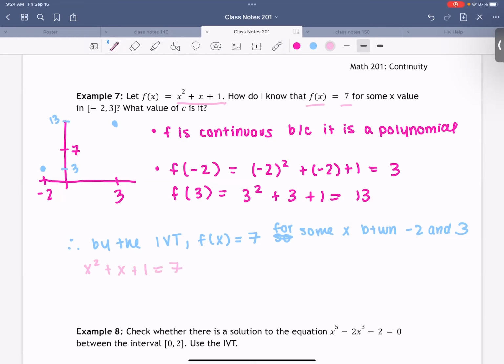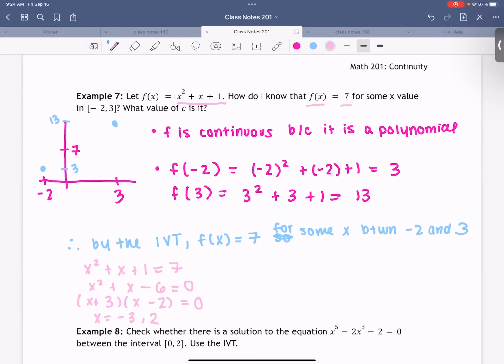Okay, well, now we can figure that one out. If I subtract 7 from both sides, I'm going to get x squared plus x minus 6 equals 0. How do I factor this? What are the factors? 3 and -2, right? They multiply to -6, add to 1. So we have x plus 3, x minus 2 equals 0. That gives me x equals -3 and 2.